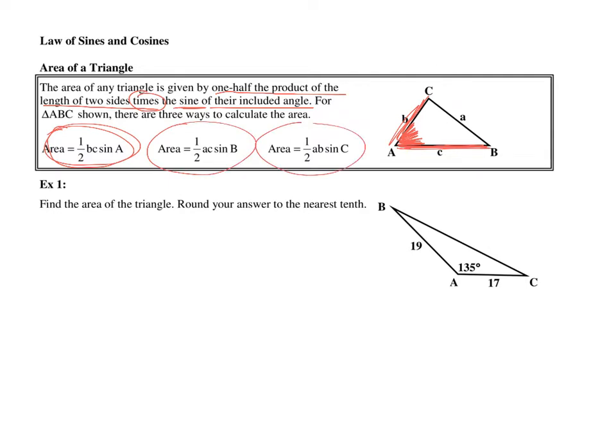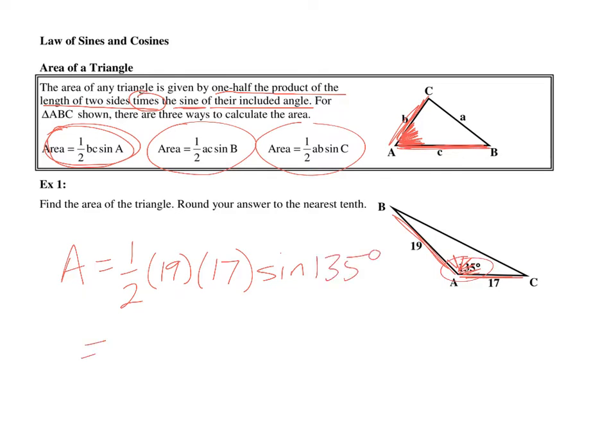So for example, this one says find the area of the triangle, round your answer to the nearest tenth. So I have these 2 sides. The area is equal to 1/2 the product of those side lengths times the sine of the included angle. What's the included angle? 135. So you can just punch this in your calculator and we get 114.2 if we round to the nearest tenth. And we're working with just units in this case, squared.